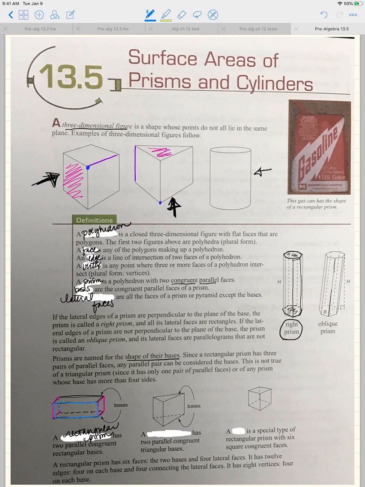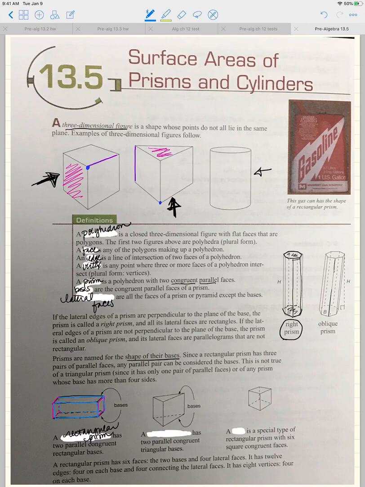This one, and I like that blue and that pink together. And the ones in the back, okay? The front and the back faces could also be considered bases of this rectangular prism, okay?